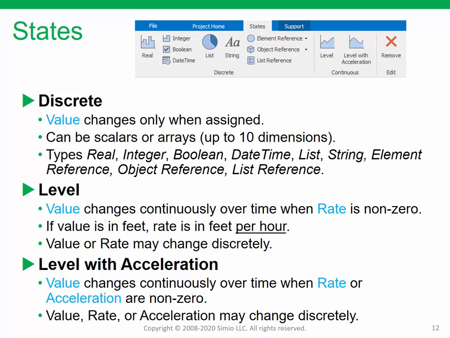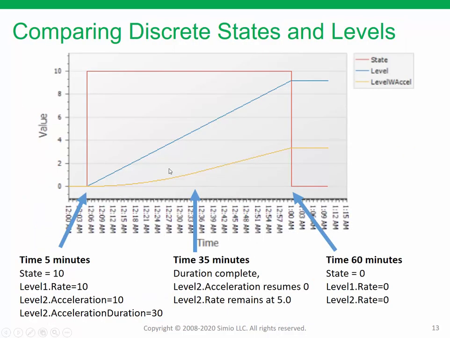Level with acceleration is similar, except it also has an acceleration component that lets you change the value with an acceleration. If we compare these three, red is a discrete state, the blue is a level, and the gold is a level with acceleration.